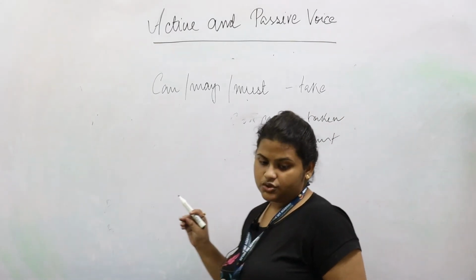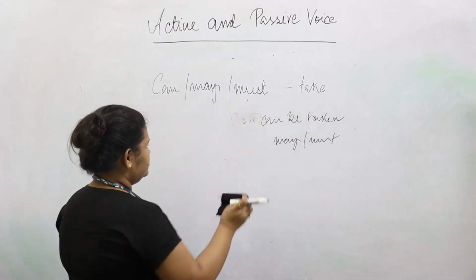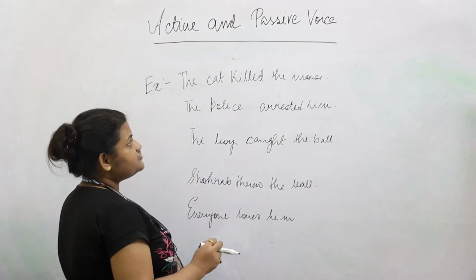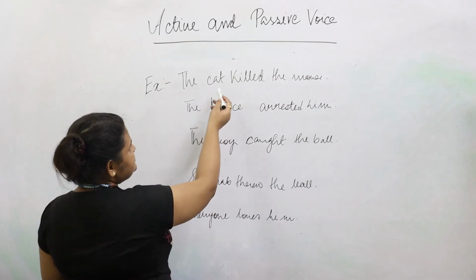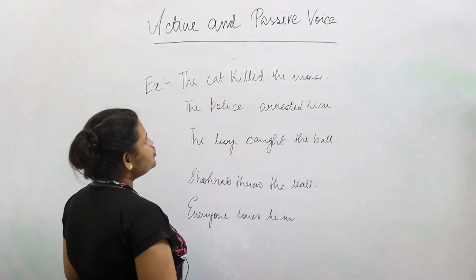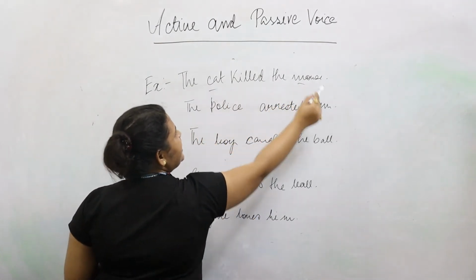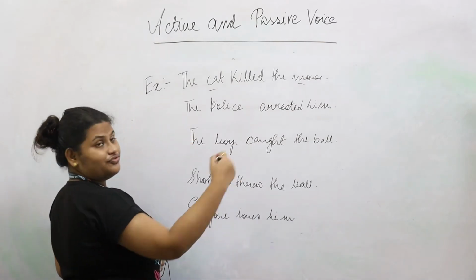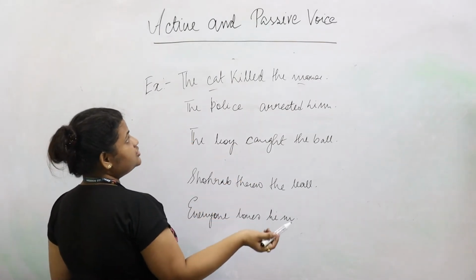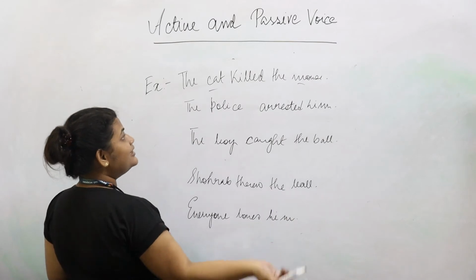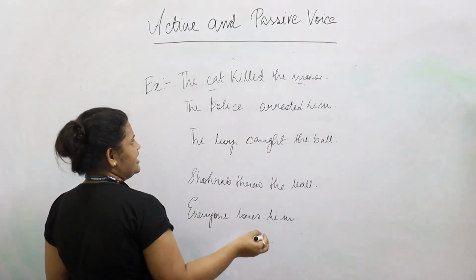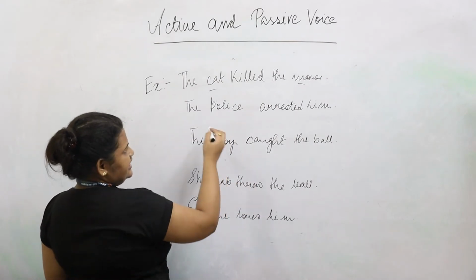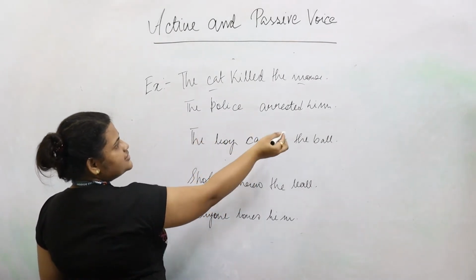Now we'll demonstrate all this with a few examples. So now we'll demonstrate the change between the active and the passive with these few examples. First example, the cat killed the mouse. So the cat is the subject and its action takes place on the mouse. So if we have to transform this sentence from active to passive, it would become "the mouse was being killed by the cat". In the second sentence, the police arrested him.